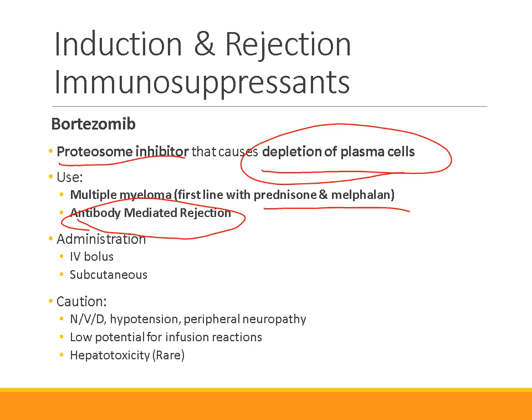Administration can be via either an IV bolus or it can be given subcutaneously. So we're not talking about a long infusion. Because of that, there's a very low potential for infusion reactions. Typical adverse drug effects that we do see are nausea, vomiting, diarrhea. It's possible to see some hypotension, some peripheral neuropathy. Bortezomib has been associated with hepatotoxicity, but this is very rare. It's not a common reaction.